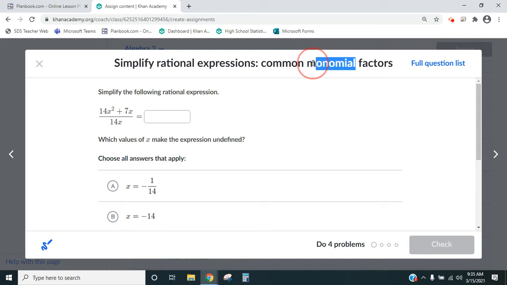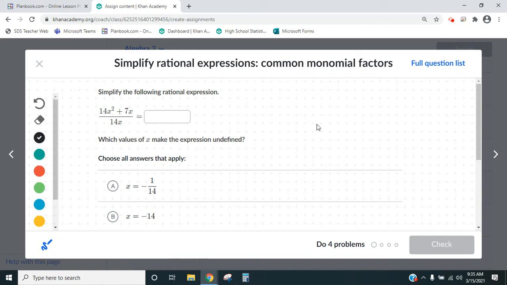What's a monomial? Good. It's usually a term with just one term in it. Later on, we're going to factor out binomials. All right, so anyway, help me with this right now.